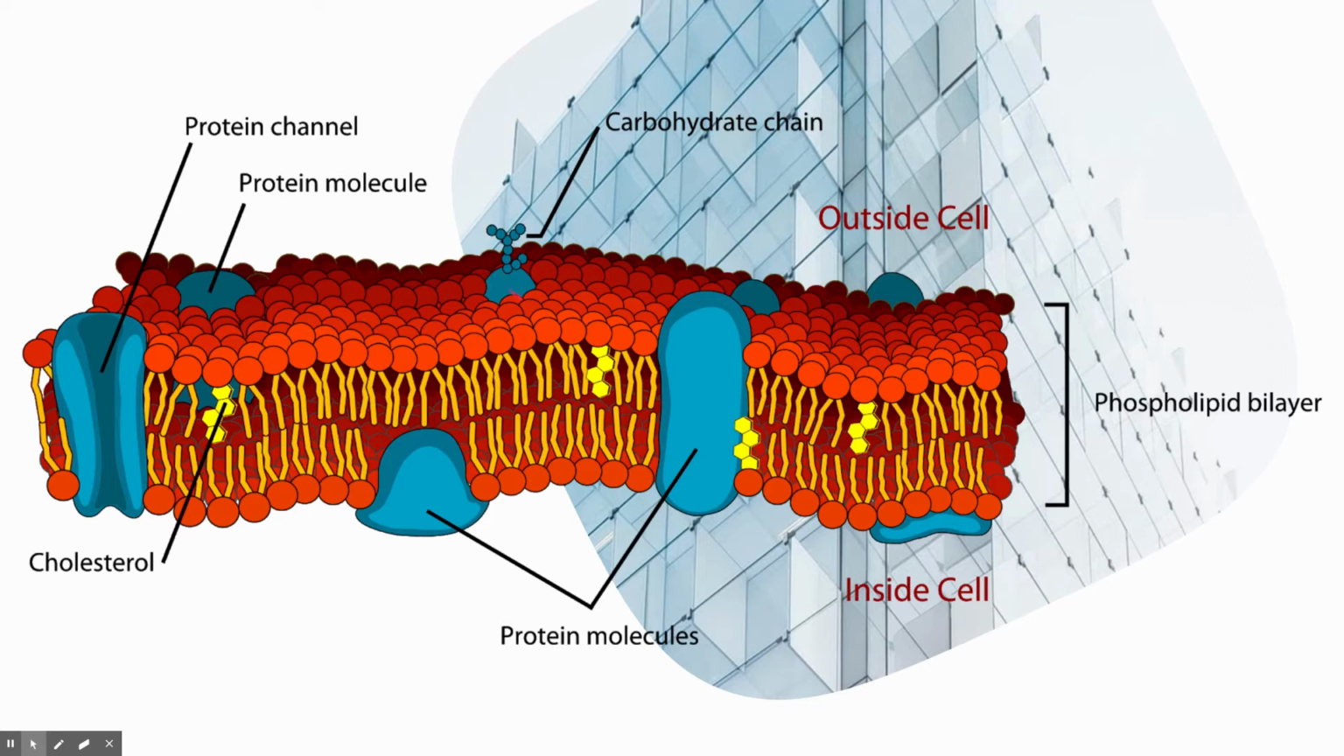Cholesterol, known as a fluidity buffer, reduces membrane fluidity at moderate temperatures and prevents solidification of the membrane at low temperatures. Glycoproteins are carbohydrates attached to proteins, serving as identification tags that are recognized by specific membrane proteins of other cells. Glycolipids are carbohydrates covalently bonded to lipids, and they act as receptors and perform cellular contact and signal transduction.